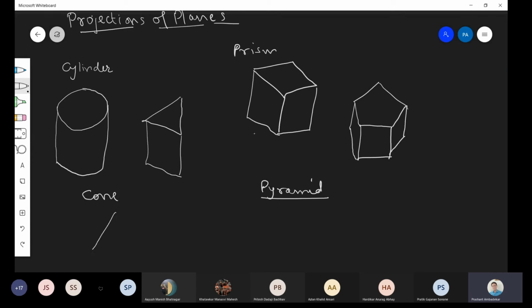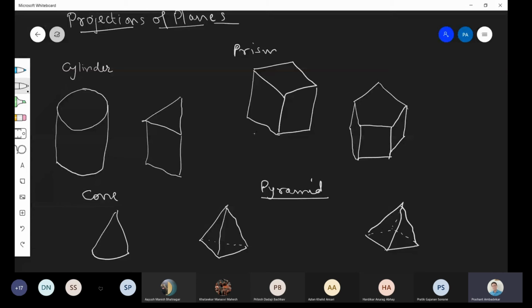If I draw a cone, it would look something like this. A triangular pyramid would look like this. So if it is a triangular pyramid, this is a triangle, with three sides. If it is a square pyramid, then it will look something like this. So these are pyramids; the cone and the pyramid fall in the category of pyramid.